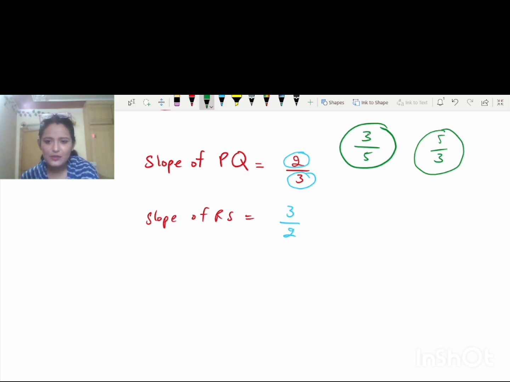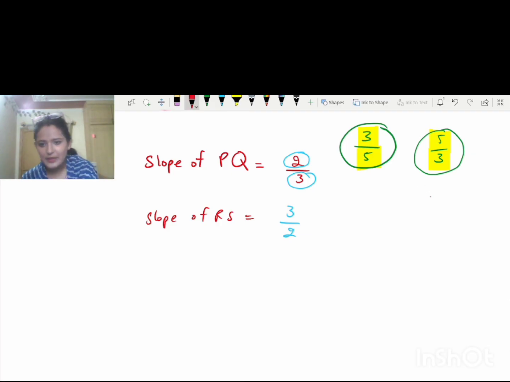So 3 was the numerator, here 3 is the denominator. 5 was the denominator, here 5 is the numerator. So what we do is take the inverse of things. 3 is the numerator, here 3 has become the denominator. 5 was the denominator and 5 has become the numerator here. Clear? So this is how we take the inverse. 3/5 changes into 5/3.